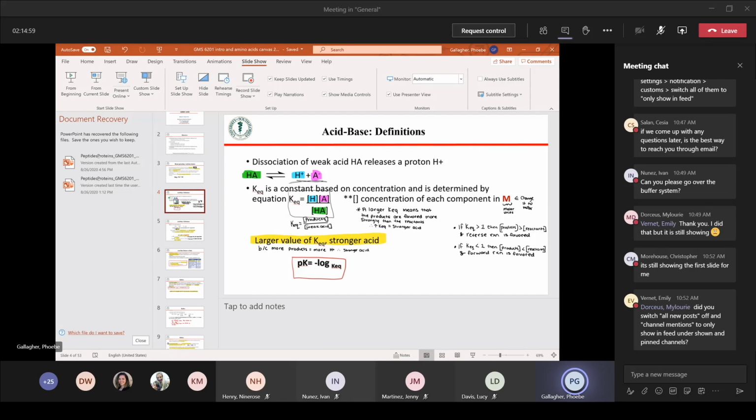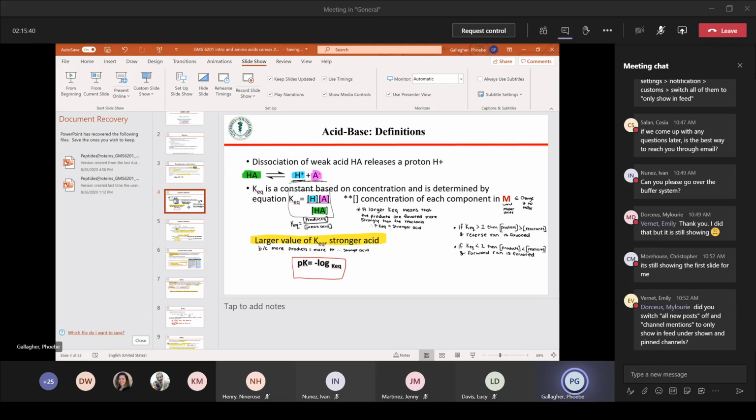So for the equilibrium constant, it's going to be equal to the concentrations of the protons and the conjugate base that happens when the weak acid dissociates, right? So that's going to be essentially the product over the concentration of the non-dissociated weak acid. This is essentially giving you a ratio of how much it dissociates, right? So if it dissociates more, you're going to have more protons in the medium. And when you have more protons in the medium, you're going to have a drop in the pH. So it's going to be more acidic.